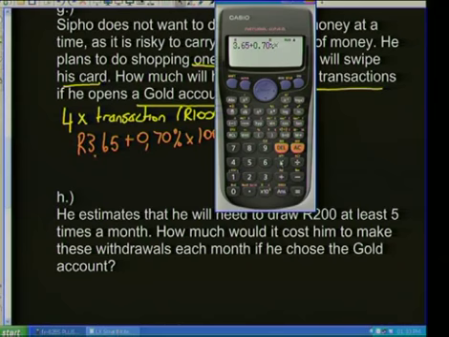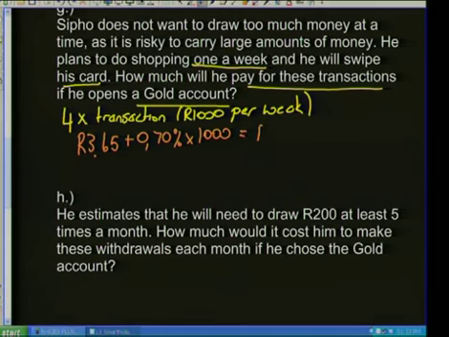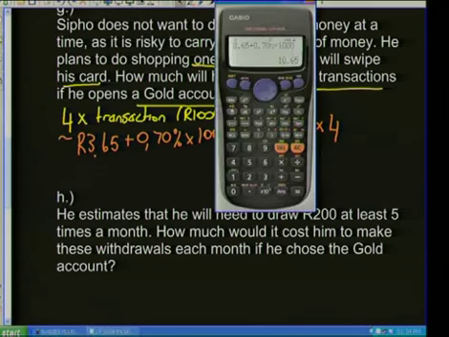So 0.70% of, and we said it's 1,000 Rand. Right, so he's going to pay 10 Rand 65 per transaction. So 10 Rand 65, need my pen again. And we're going to do this 4 times because we have our 4 transactions there. So on my calculator, I'm going to times by 4. Get an answer of 42 Rand 60.